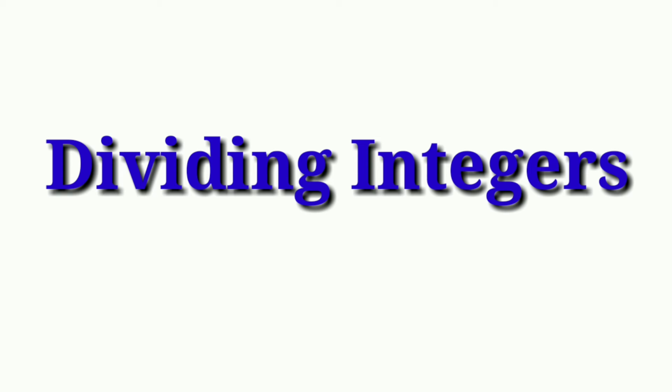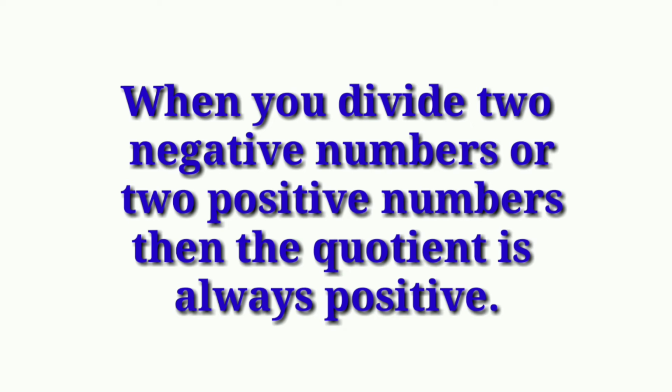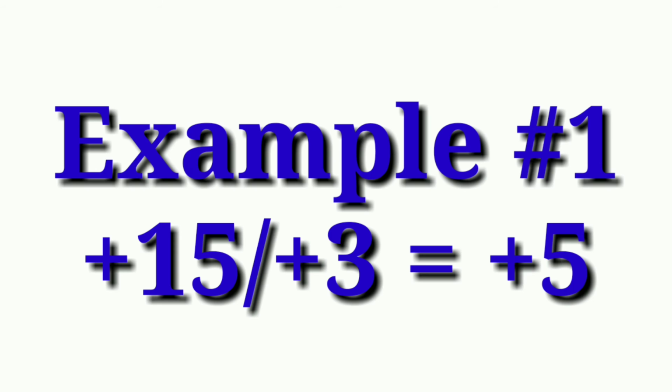Now we proceed to dividing integers. So how do we divide integers? When you divide two negative numbers or two positive numbers, then the quotient is always positive. Dividing integers is the same as multiplying integers. Let's now proceed to our examples.